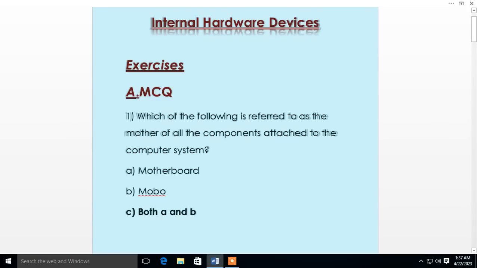This is the pattern I am explaining as a teacher. A mistake is made like this: they see A is right, so they give a tick over here and also a tick to MOBO. Or if they see motherboard, they don't go to the next option, they just tick A. But the correct answer is C, which has both A and B. So option C is the correct answer.